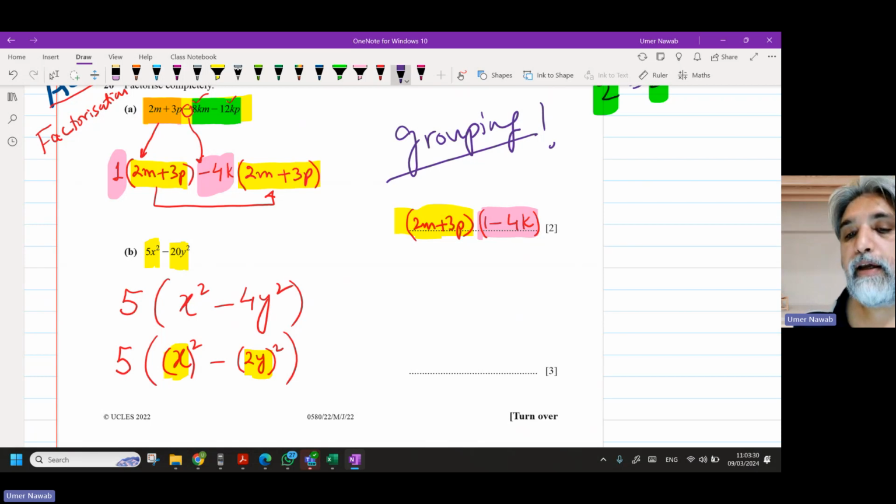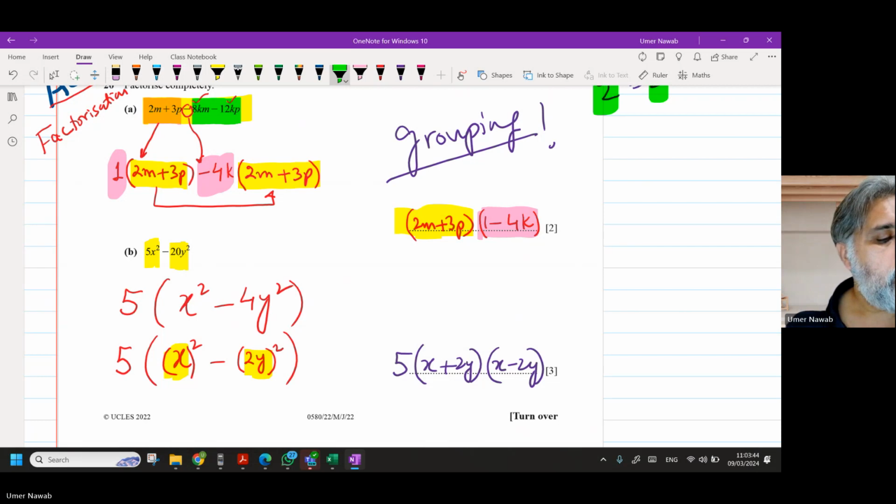I'm ready to write my difference of squares formula. So 5 outside, 2 brackets. First time I write x plus 2y and second time I write x minus 2y. Don't forget your 4, guys. So 4 can be written as 2 squared. So this is 2 and 2. I wrote it here, right?